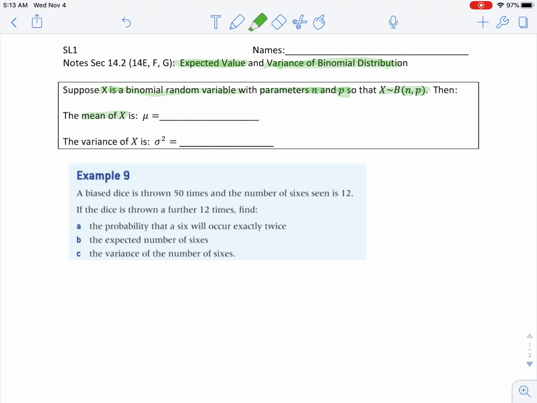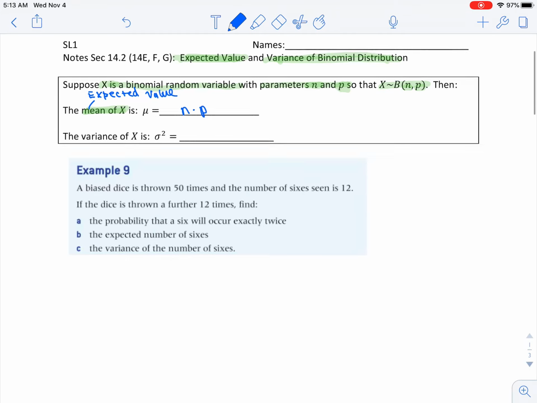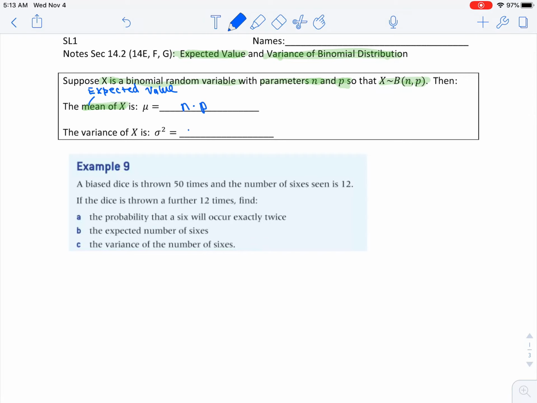So the formulas we're going to be looking at, first of all, for the mean of X, and I just want to stress again that mean means expected value, or expected value means mean, one or the other. And the formula for that is simply going to be n times p. So the number of trials times the probability of success. The variance is going to be n times p times 1 minus p.